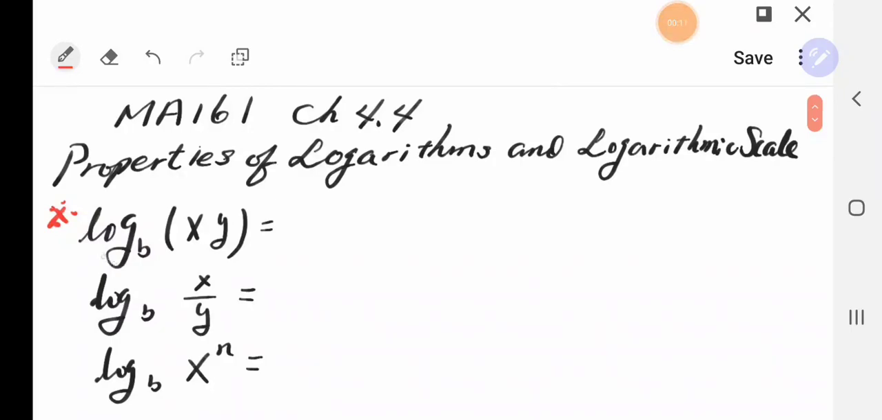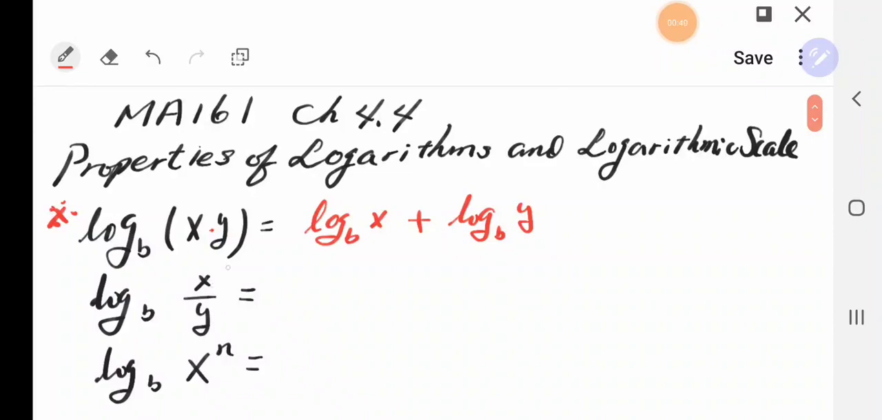The first one is logarithm base b of xy. This xy is a product. Then we can separate this xy using the logarithm base b. So it would be log base b of x plus, the product becomes addition, logarithm base b of y. So if xy is a product, then separate with the logarithm by making it an addition.